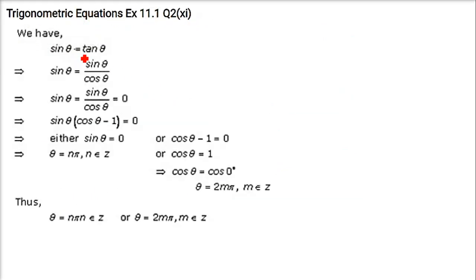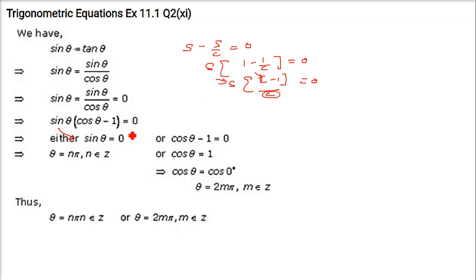We have sin theta equal to tan theta. So tan theta can be written as what? It can be written as sin theta by cos theta. So now this is sin theta minus sin theta by cos theta equal to 0. Sin theta, let us take it common. Sin theta times (1 minus 1 by cos theta) equal to 0. So when this is 0, either sin theta is 0 or cos theta minus 1 is 0. This cannot be 0.